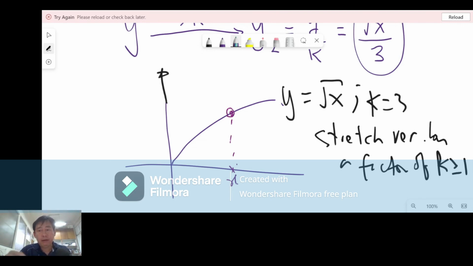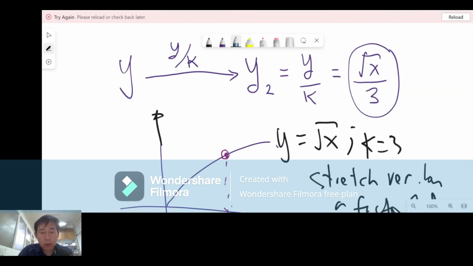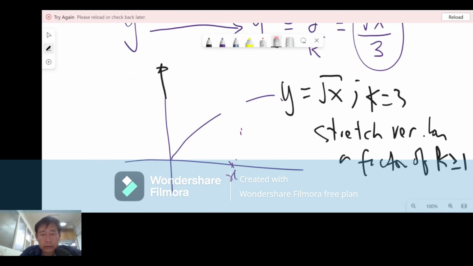When you stretch it by a factor of 3, what you mean is that every value of y on the curve is stretched by a factor of 3. Maybe I should redraw this just to rescale my graph, or else it will be too large. Say this is the original function. When I stretch it by a factor of 3, this point will become 1 time, 2 times, so it will be somewhere here. This point will stretch to here, where this is 3 times higher than this.